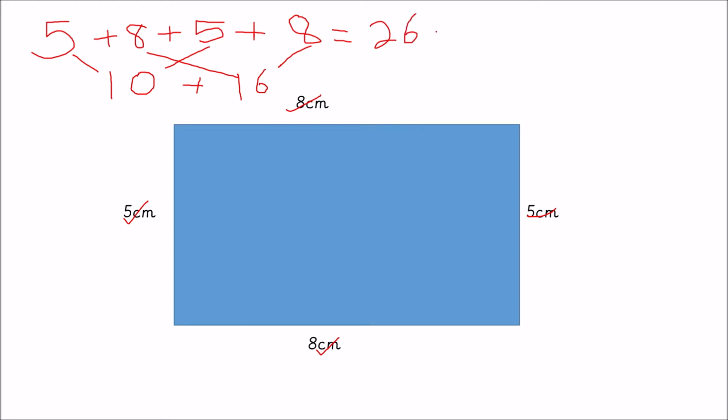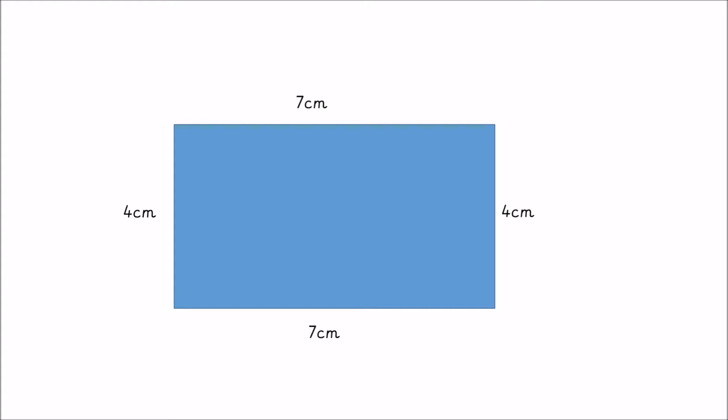And very important that you include the units of measure here. So we will say 26 centimetres because we are measuring in centimetres. If this said millimetres, we would write millimetres, but it doesn't, it's centimetres, so that's what we use. And here is the perimeter of our oblong. Simple enough. Here is a different oblong.